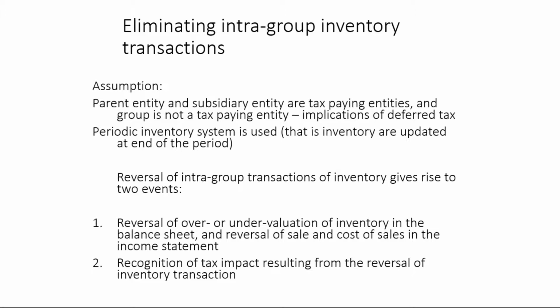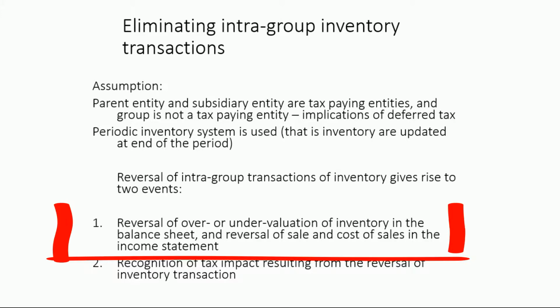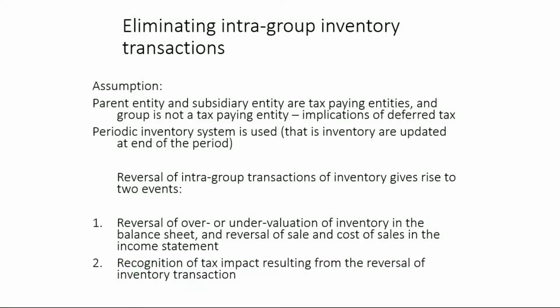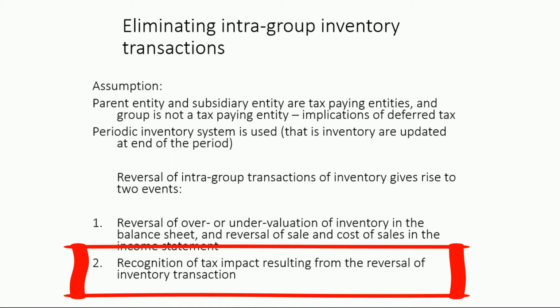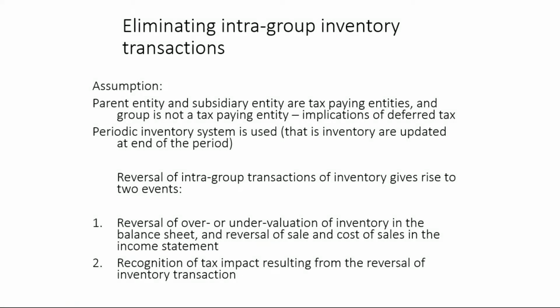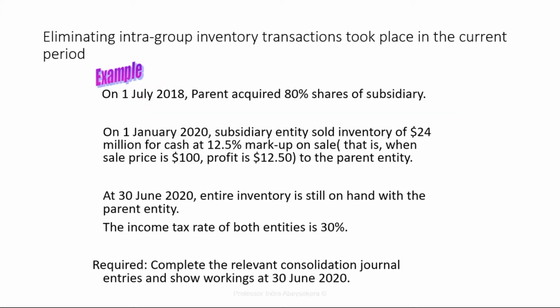So as I alluded, we need to eliminate the overvaluation and the unrealized gain, and there is a taxation impact as a result of eliminating the overvaluation and unrealized gain. Let's try to understand the consolidation entries that follow through an example.